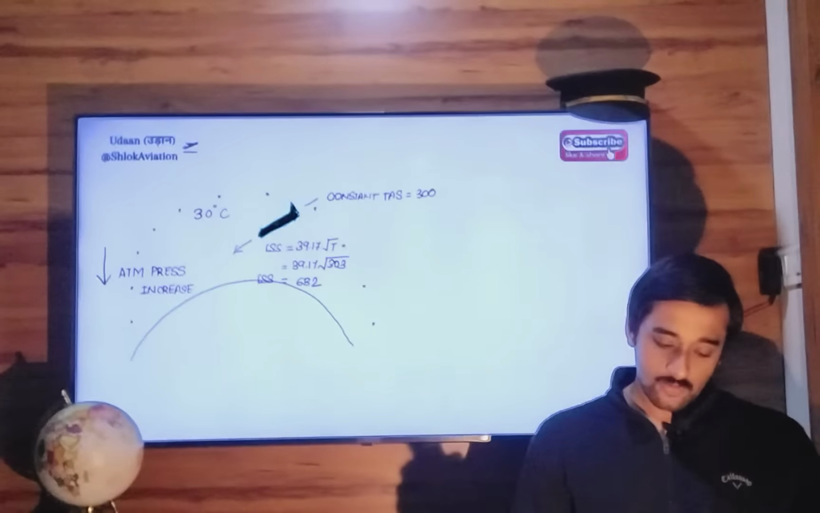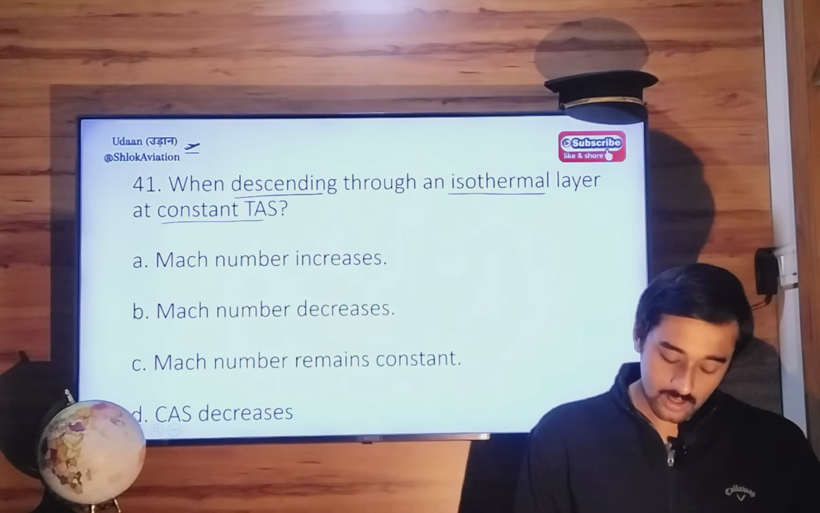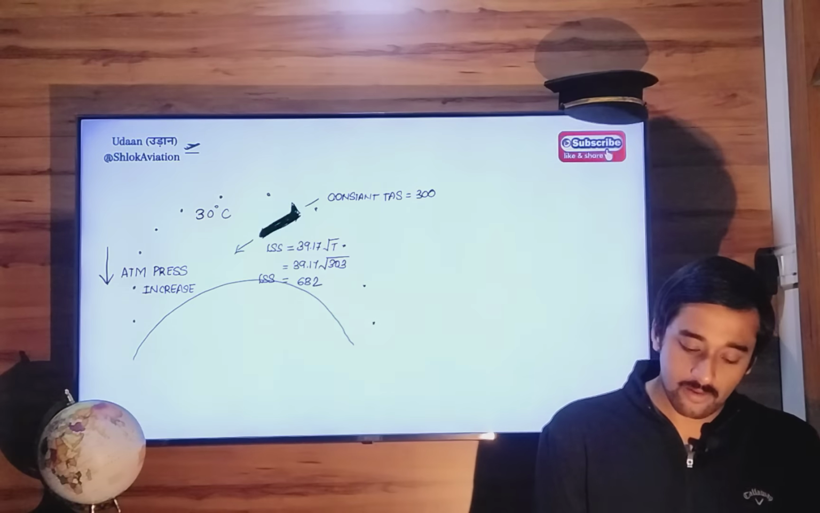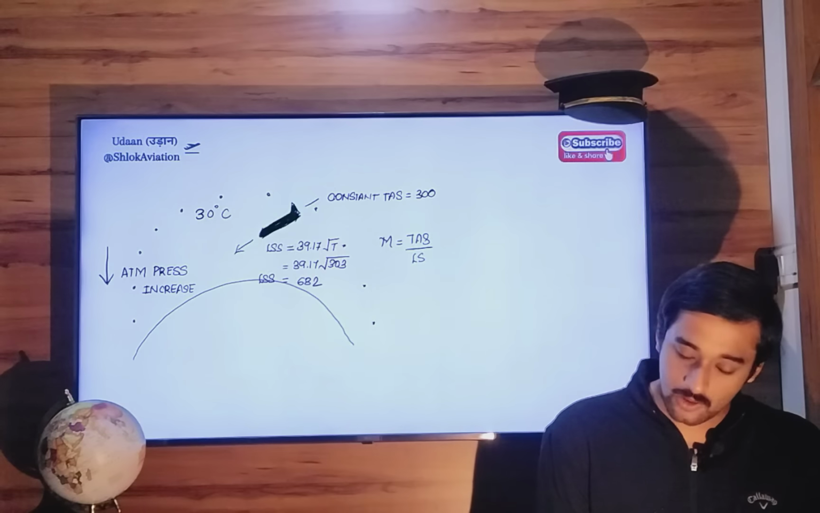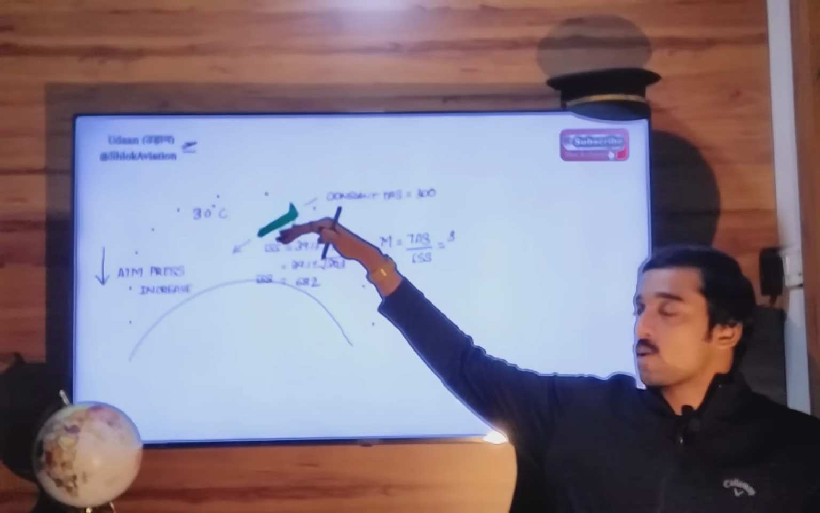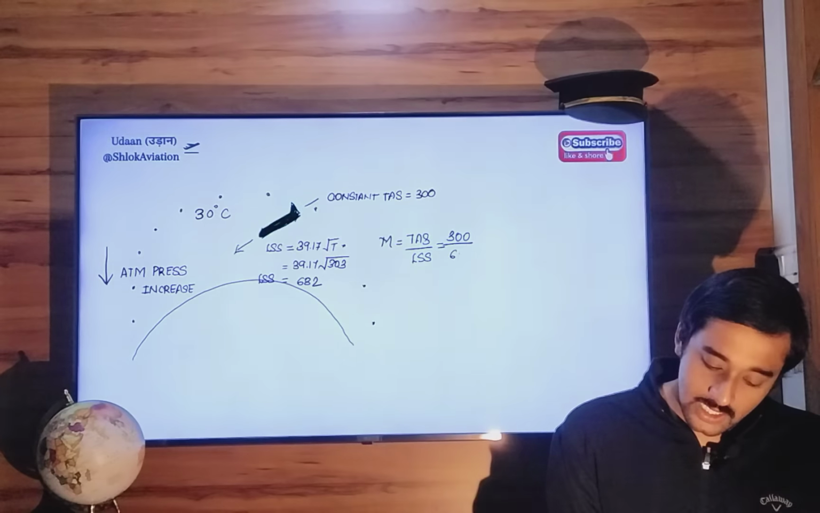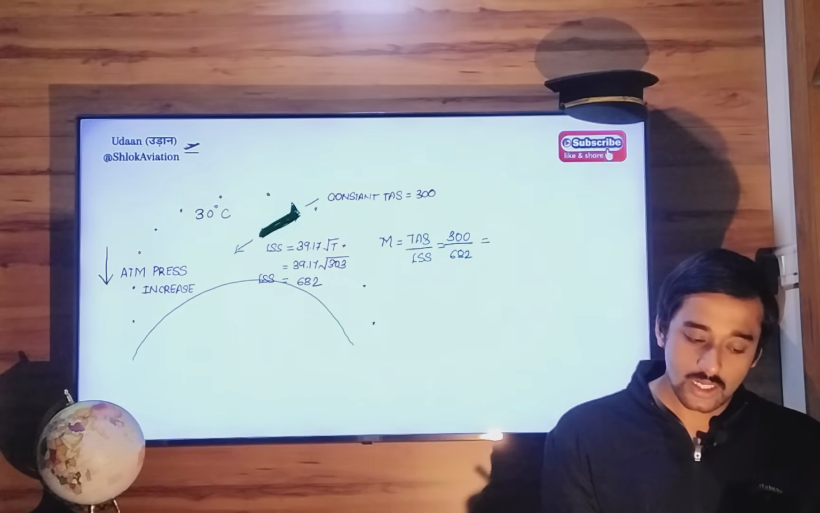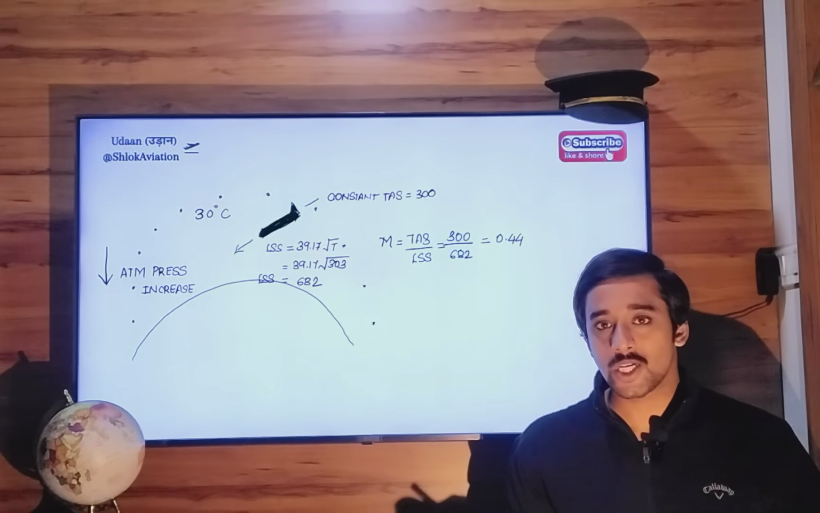682 knots. Now you have TAS of 300, local speed of sound 682. So what will happen to your Mach number? The Mach number is nothing but TAS divided by local speed of sound. So TAS is constant throughout this layer, whether you are at this altitude, this or this. So 300. Local speed of sound is 682. So 300 divided by 682 is 0.44. So that means Mach number is also going to remain constant.